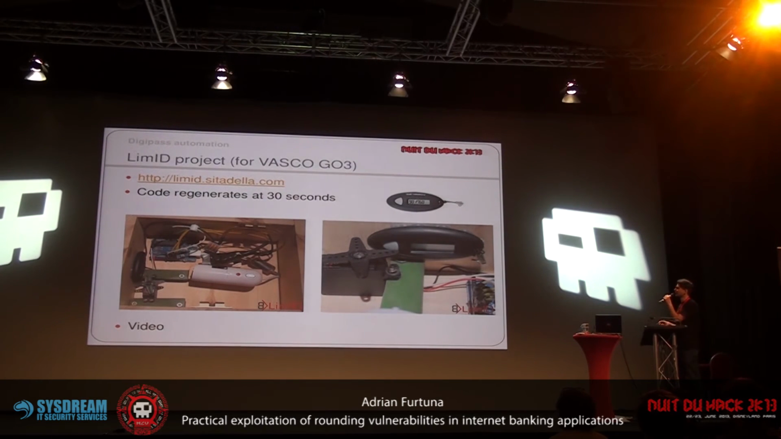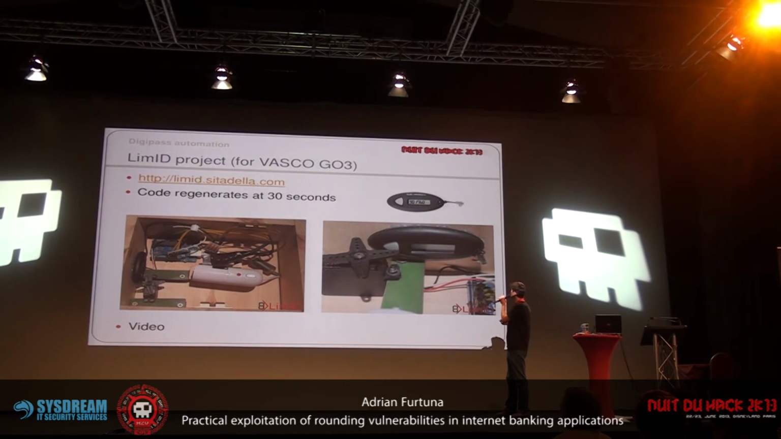Some guy on the internet set up this website in which he presents his masterpiece of automating this type of Digipass devices. If you can see, this is a wooden box. The Digipass is here in this wall. This is a motor here, and the whole device is controlled by an Atmel microcontroller. And this is a web camera.